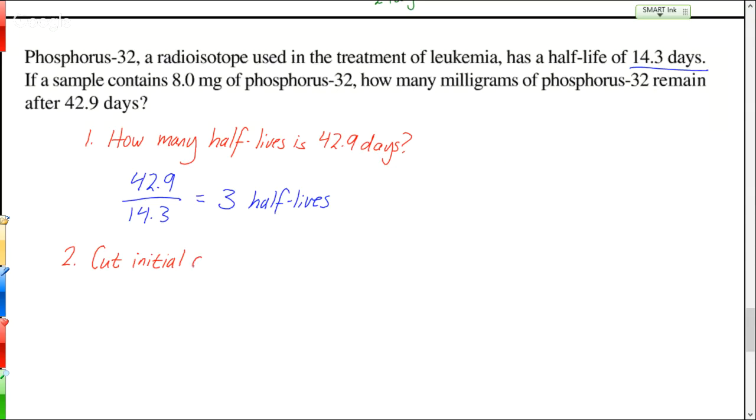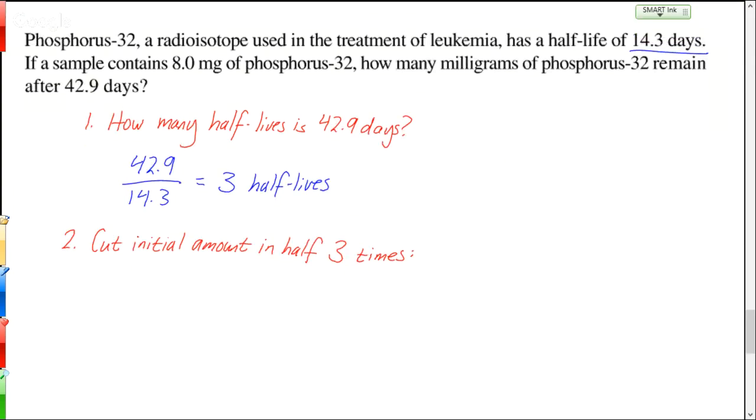So then to solve this, we're going to cut that initial amount in half 3 times to figure out how much is going to be left. So you would start with your 8 milligrams. After 1 half-life, you've got 4. After 2 half-lives, you've got 2. So then after the 3rd half-life, you've got 1. So that means you'd have 1 milligram left after 42.9 days.